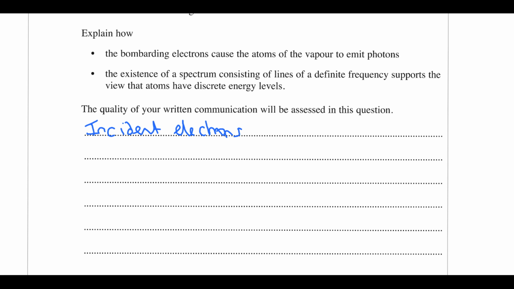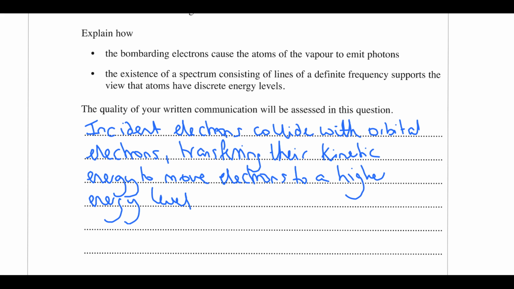Okay, so let's review what I've got here. So the incident electrons, the ones coming in, collide with orbital electrons, the ones sitting in whatever atom we're doing, and the incident electrons transfer their kinetic energy to move the orbital electrons to a higher energy level, and that's called an excited state.